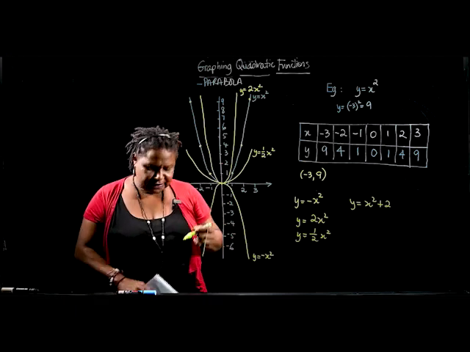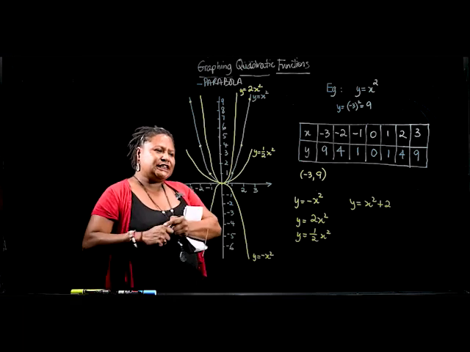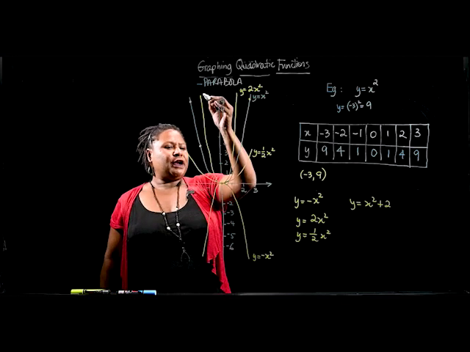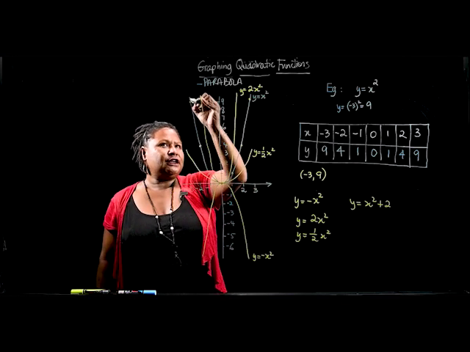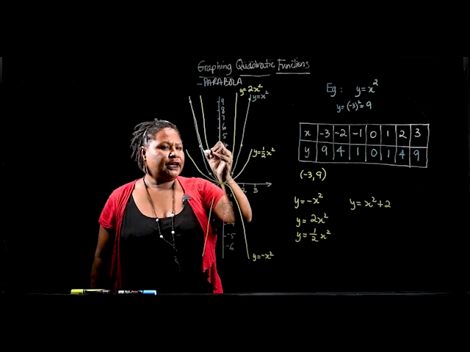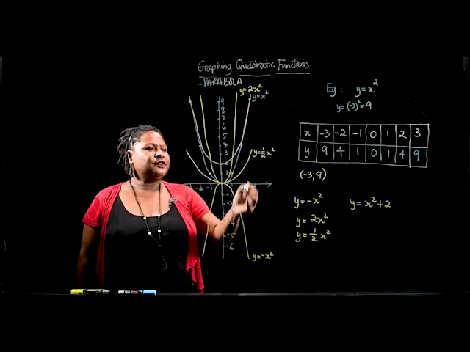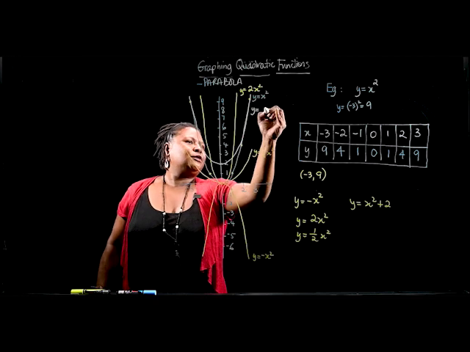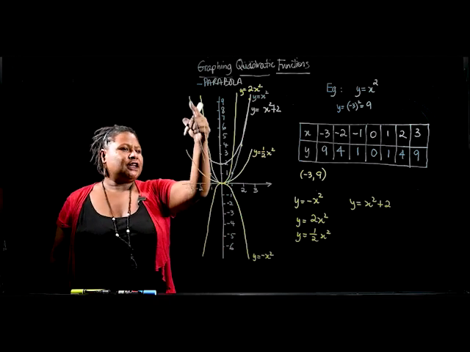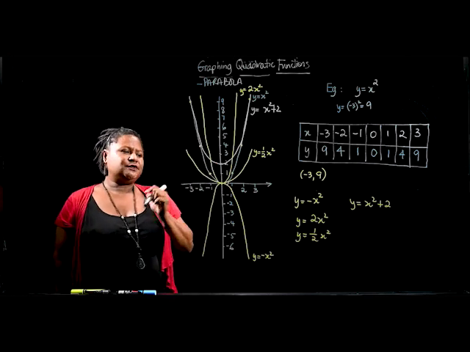So this time, let me use another color so you can see this clearly. This time, x squared plus 2 will be coming in the same way, but turning at this point and going up. So y equal to x squared plus 2. You can see now the turning point has moved from the origin up to positive 2.